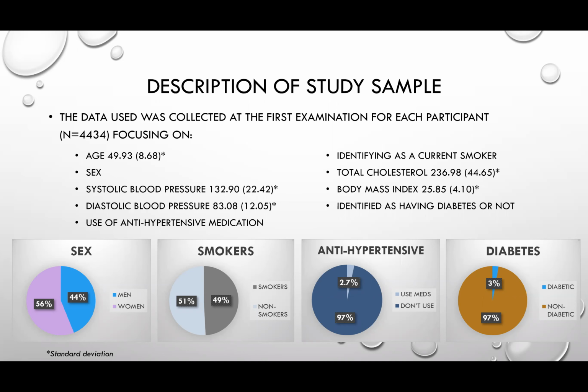The data used was collected at the first examination for each participant, which was 4,434 participants, with a focus on only age, sex, systolic and diastolic blood pressure, use of antihypertensive medication, identifying as a current smoker, body mass index, and whether the participant identified as having diabetes or not. First, we took the total participants' data and found the mean, including standard deviation, for continuous outcome data sets, as well as the number of and percentage of participants who had dichotomous outcome data.